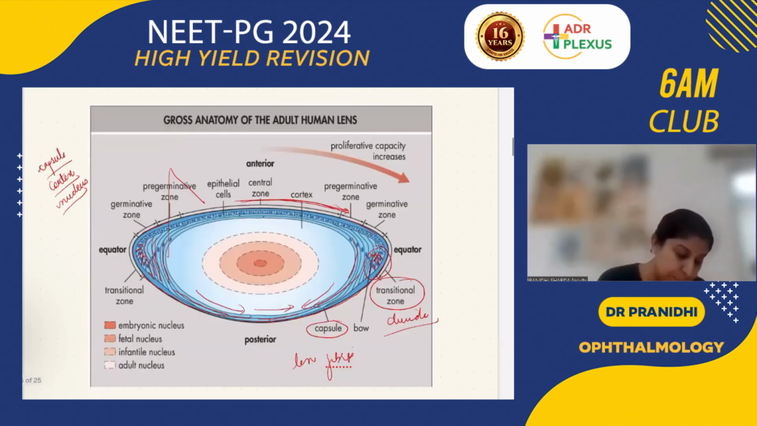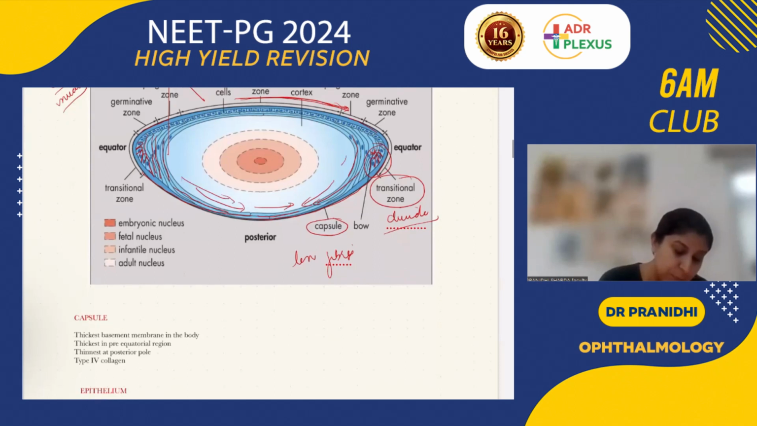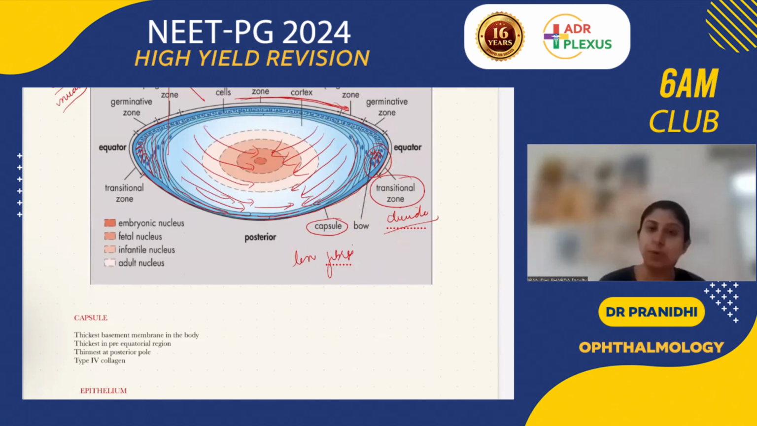And then they will keep on dividing, and they will keep on filling the cells from posterior to anterior. Okay, and they will fill the whole of the lens from posterior to anterior.